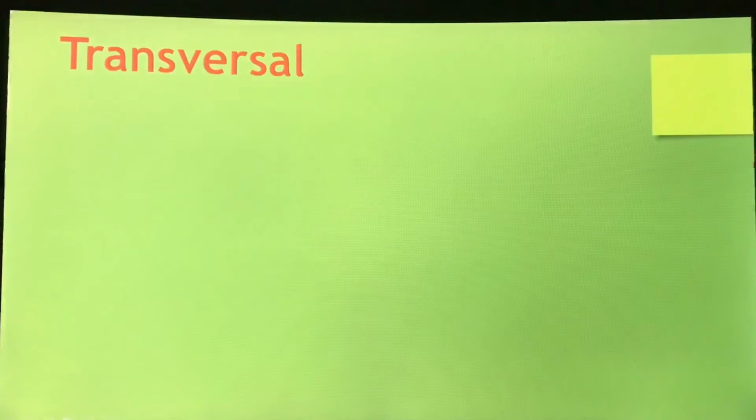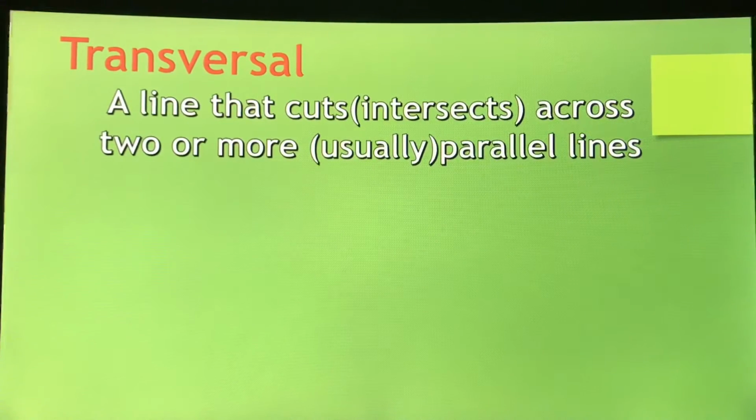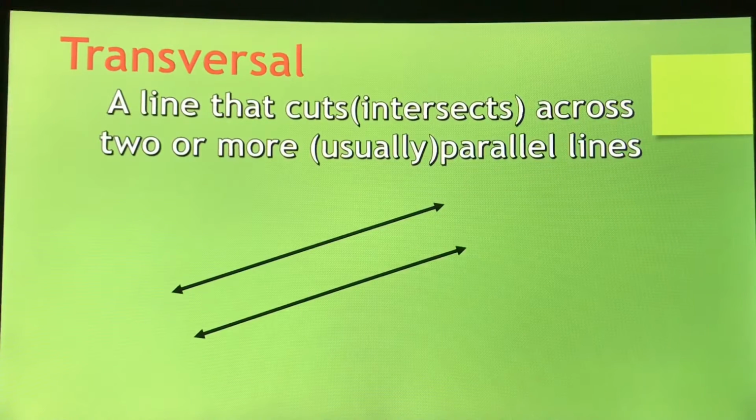So what exactly is that word transversal? A transversal basically is a line that cuts, or in mathematical terms, intersects across two or more, usually parallel lines. You might come across a time where you see a transversal intersecting across two or more lines that are not parallel, so it's important to make sure that you read the question. Here's one way that you might see it. You have your two parallel lines and your transversal intersects them. Your transversal in this case is that orange line. It's cutting across and intersecting the parallel lines.